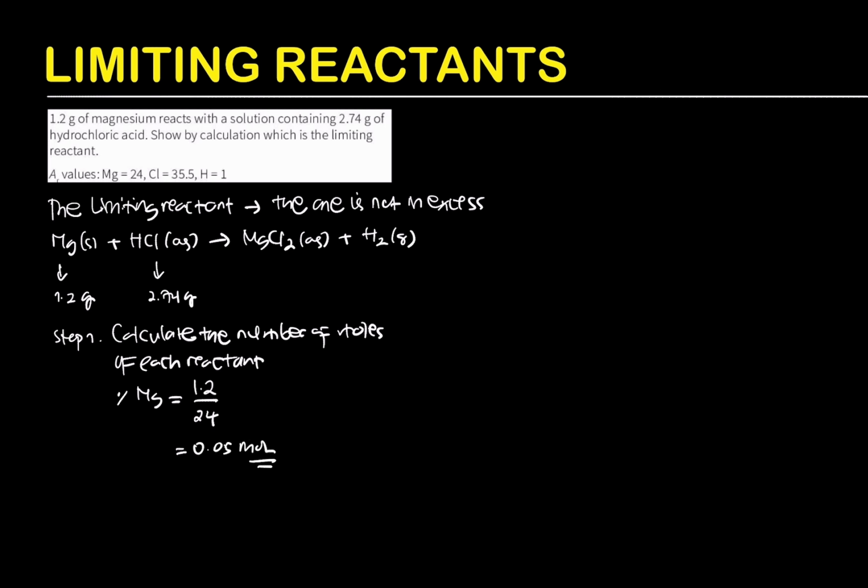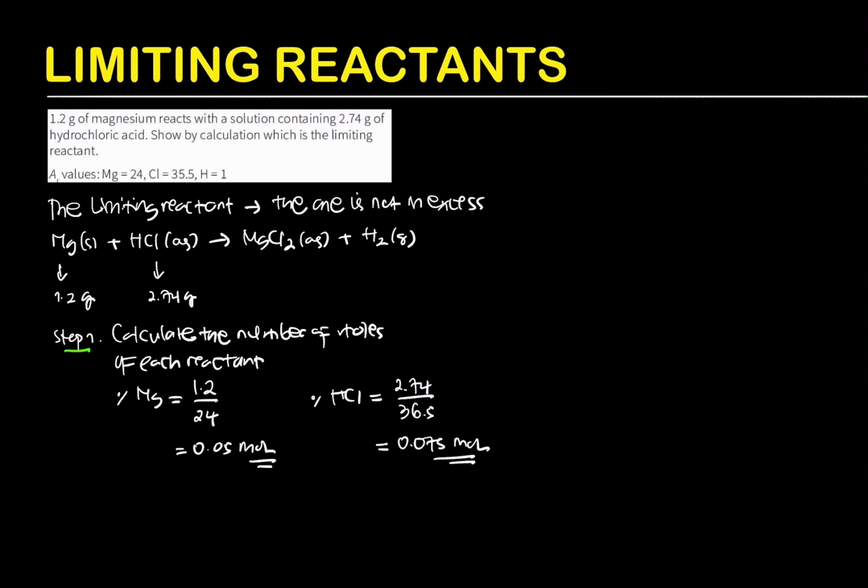And then HCl equals 2.74 divided by 36.5. How did I get 36.5? That's exactly from the molar mass of hydrogen and chlorine. So then it is 0.075 mole. So we got the mole of each of them, but this is not exactly the final answer.